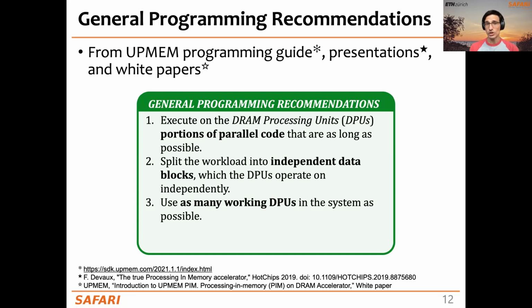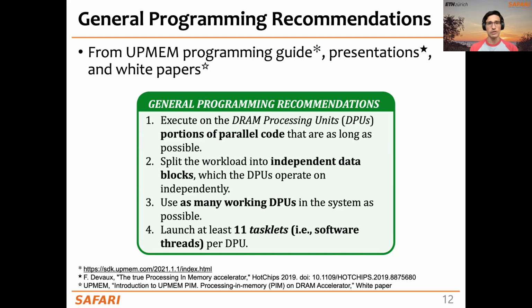The next recommendation is to use as many working DPUs in the system as possible. Remember that in a real UPMEM-based processing-in-memory system, we can have up to 2,560 DPUs. So we have many DPUs, and if we want to maximize the performance of our program, it makes sense to use as many DPUs as possible.